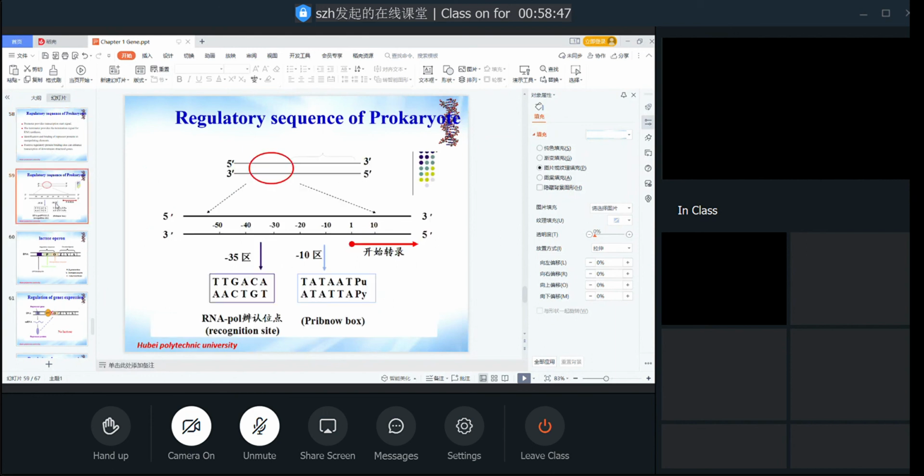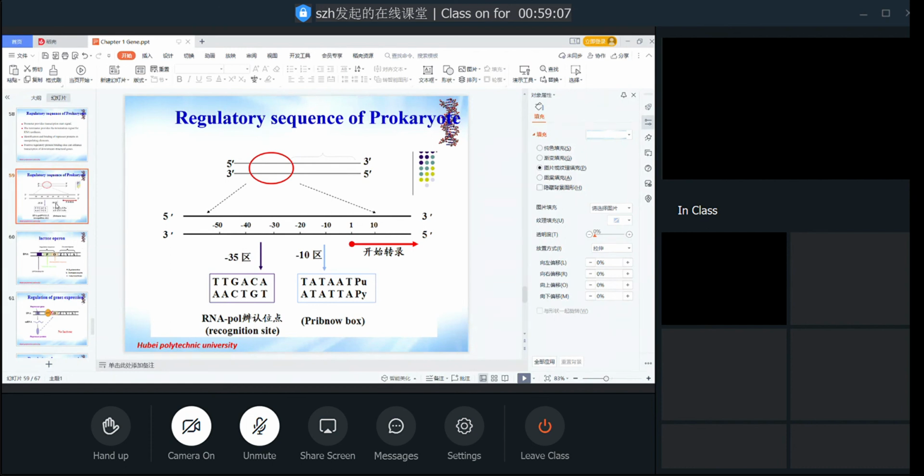Here you can see the regulatory sequence. In the promoter, you can see there are several kinds of sequences. For example, here you can see the negative 10 region.